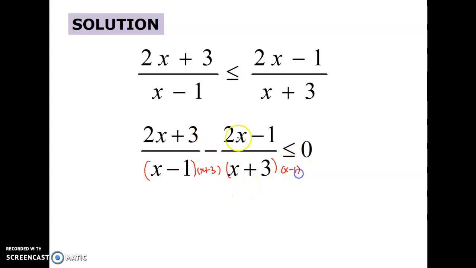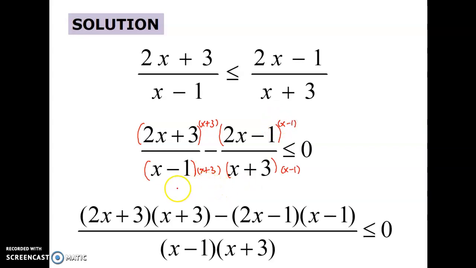The numerator on top will do the same. We'll multiply 2x plus 3 by x plus 3 as well. And 2x minus 1, I will multiply by the same multiplier as its denominator, which is x minus 1. After that, I have this. The denominator now becomes the same, which is x minus 1 multiplied by x plus 3, and on top, you have this.